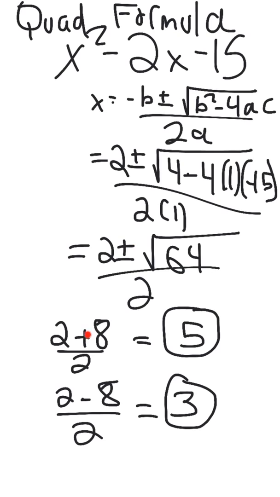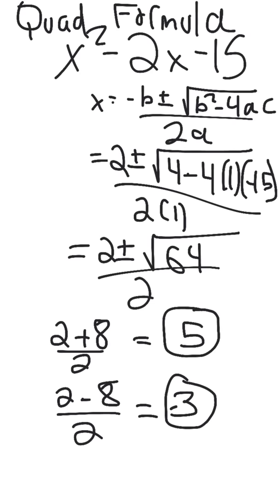Since this is a plus or minus, you split it up into two different equations. From there, you simply solve. 2 plus 8 is 10, divided by 2 is 5. 2 minus 8 is negative 6, over 2 is negative 3. And we are all set with the quadratic formula. You get the same answers, but it takes a little bit longer.